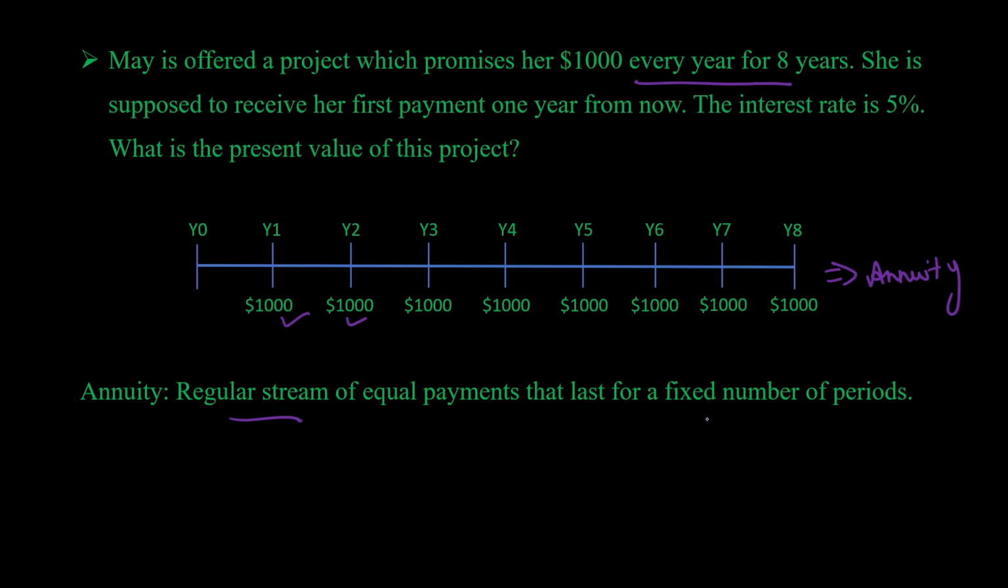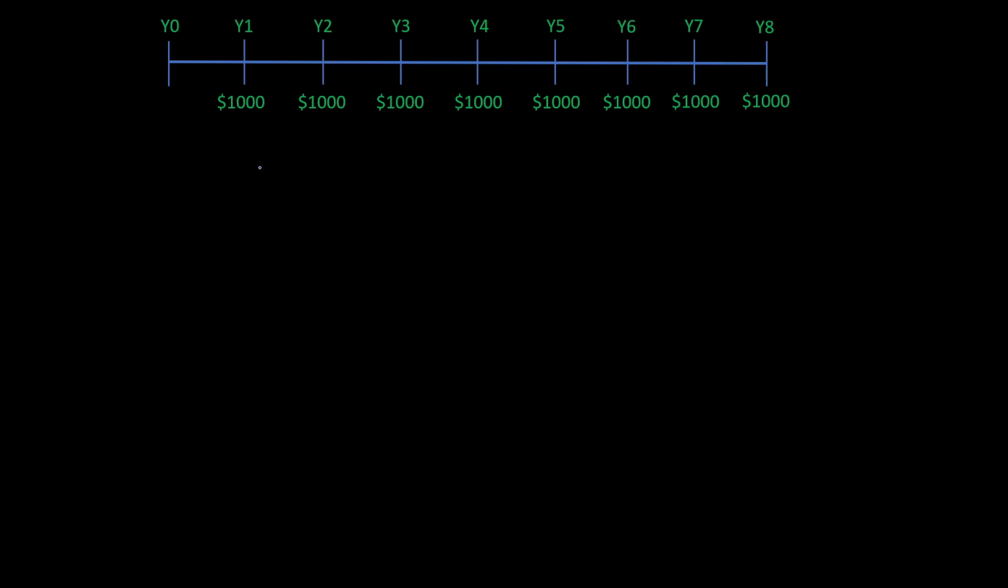By now you can hopefully see the difference between an annuity and a perpetuity. A perpetuity gives you never-ending payments, and an annuity only does so for a limited or a fixed number of periods. Alright, now that we know what annuities are, let's get back to our question over here and figure out the present value of this project or the present value of this particular annuity. And how do we do that? Well, we discount all of these payments separately and simply add them up.